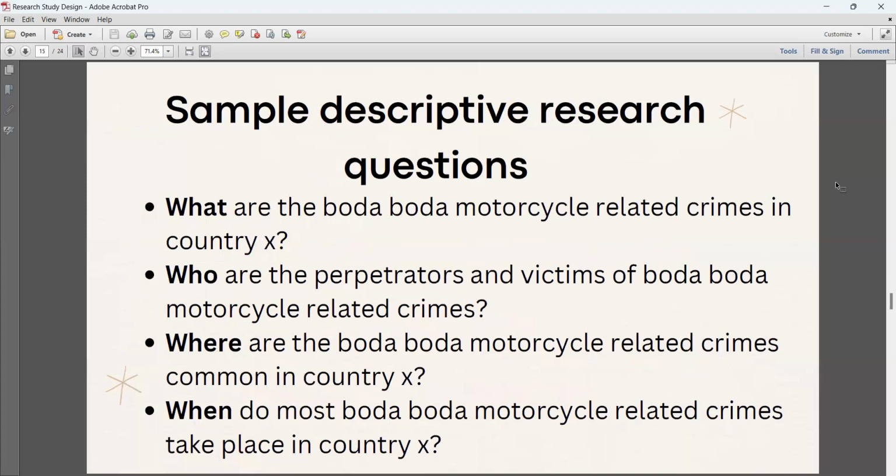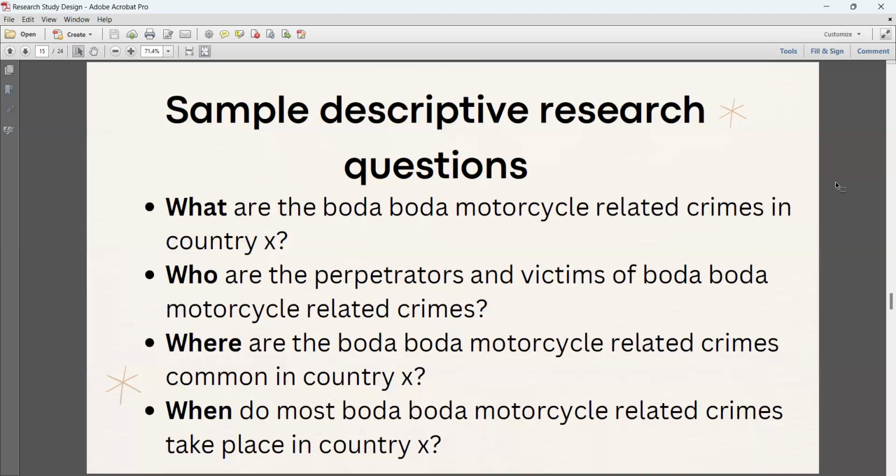Sorry. Here, I'm back again to sample descriptive questions. I think it's because of disorganization of one of my slides. So, sample descriptive questions, again, I'll add these examples. What are the boda motorcycle related crimes in country X? So the characteristics of this topic. What are these crimes? Who are the perpetrators and victims of motorcycle related crimes? So it answers the who question.